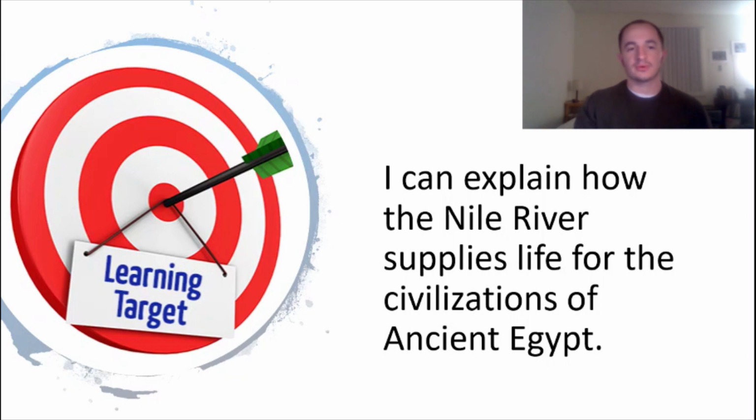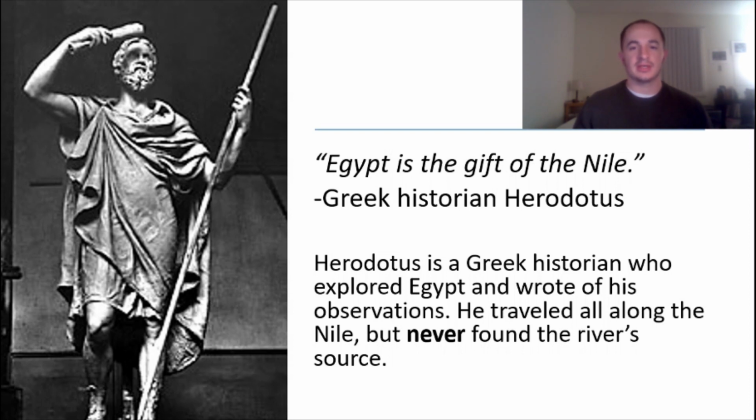First I'm going to start with a quote from a Greek historian named Herodotus: "Egypt is the gift of the Nile." So he's saying that this great Egyptian civilization is given to us because of the Nile. Without the Nile, we would not have Egypt or the pyramids or the pharaohs or any of these sorts of things that we see in this area. Without the Nile, none of these things could be possible.